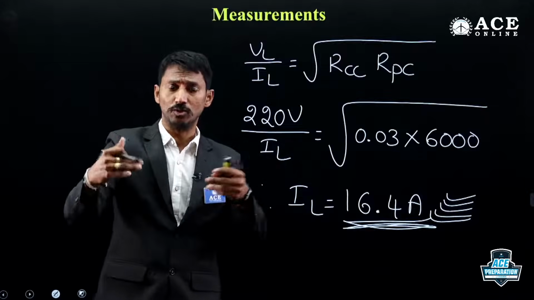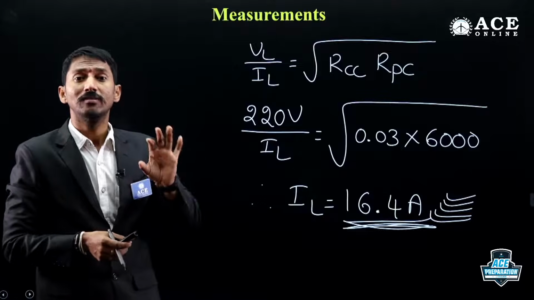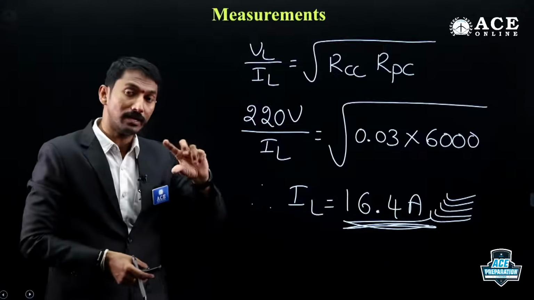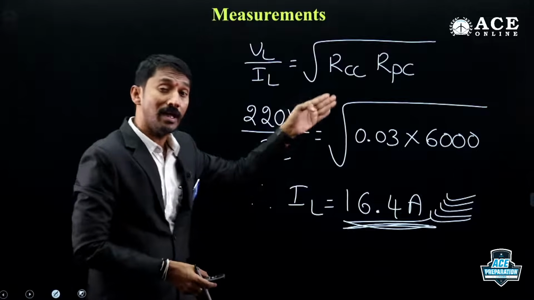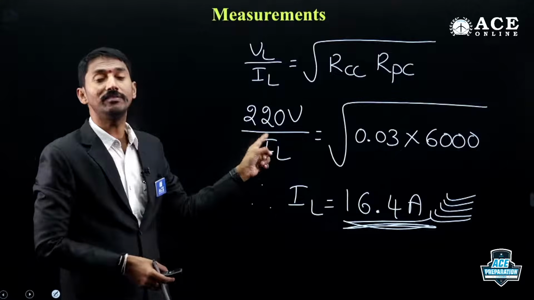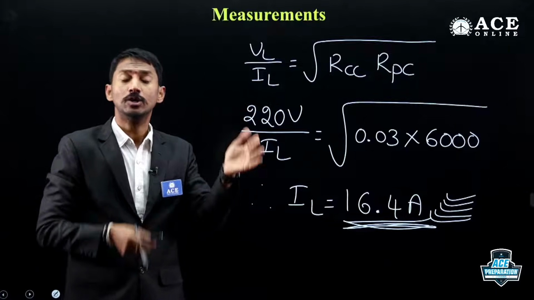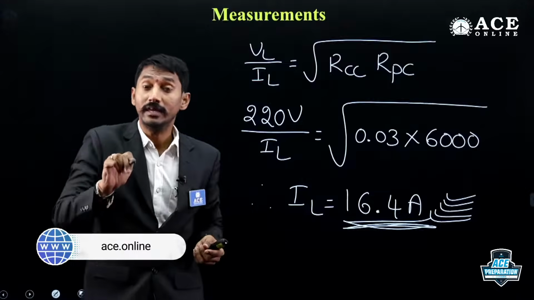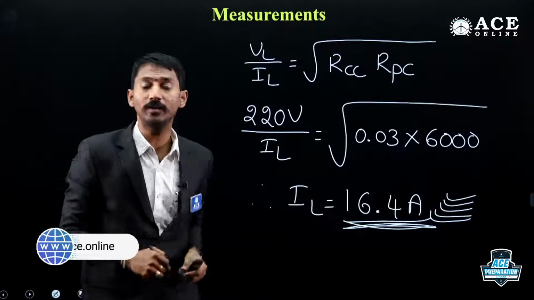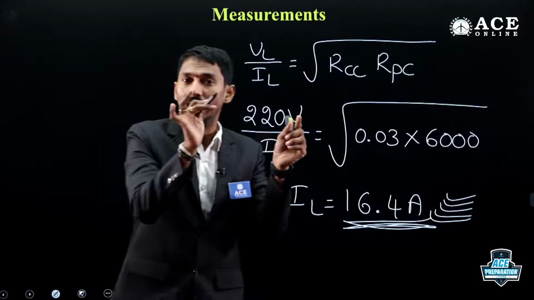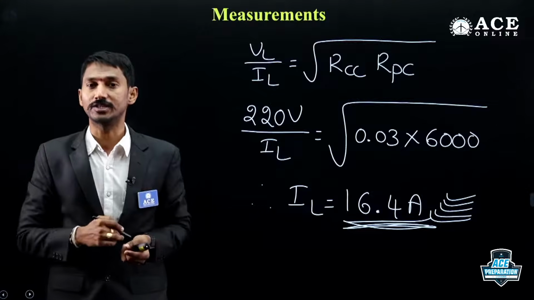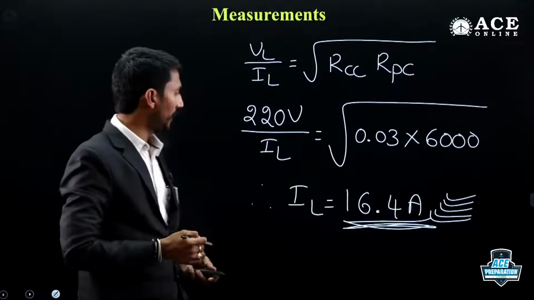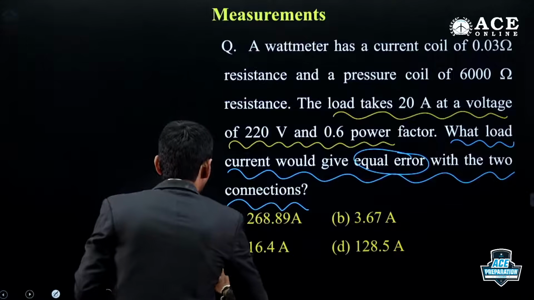Generally, while practicing in the classroom, we calculate the RCC value or RPC value to get the same error. But here, it is a twisted, reverse question. RCC is given, RPC is given, and IL we need to calculate, what can be the current to give same error. Of course, load is taking 20 normally, but if that load takes 16.4 amperes, then we can say error in MC connection and error in LC connection will both be same. That is the actual point here, right? And this is the answer, 16.4.